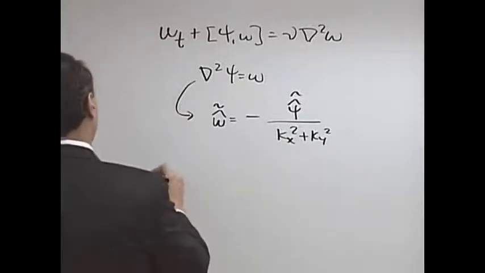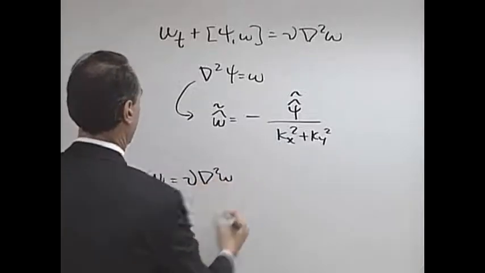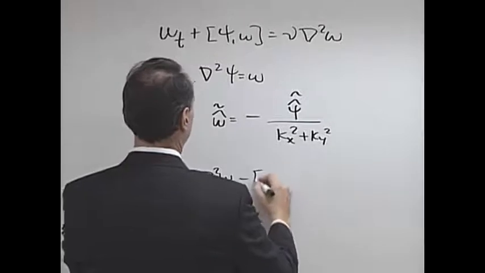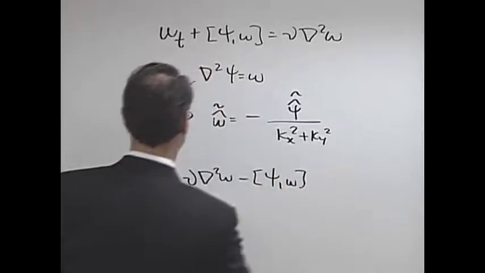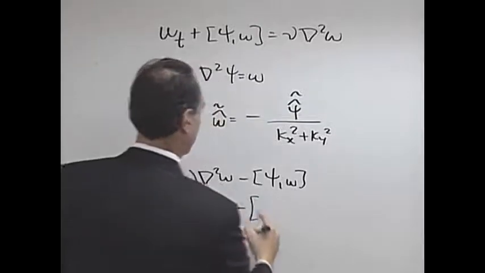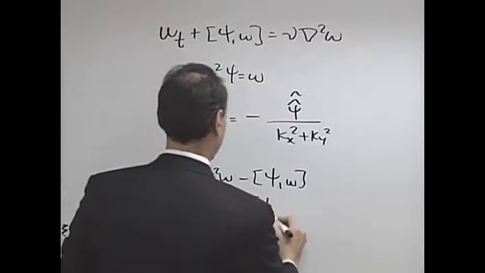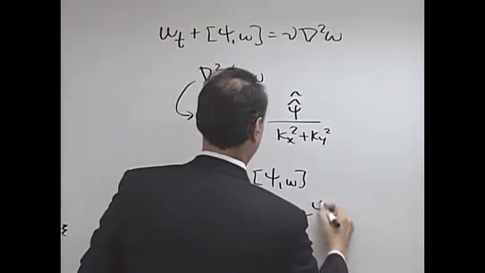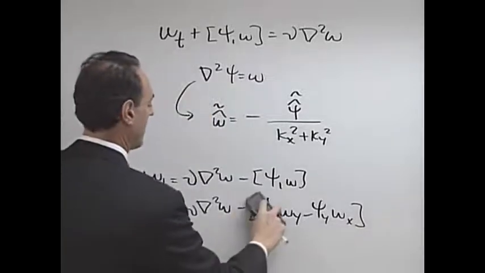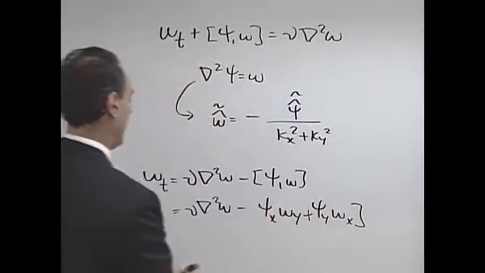So let's rewrite this again here. So it's omega t is equal to this. And then over here, minus. Does anybody remember what that looks like? Is it psi of x omega y, or is it? Okay, there we go. And if I bring that minus sign through, then that becomes a minus there and a plus there.